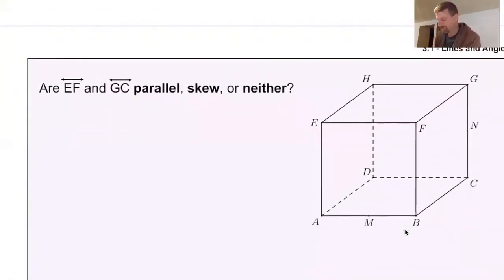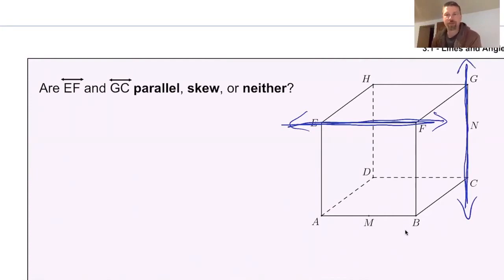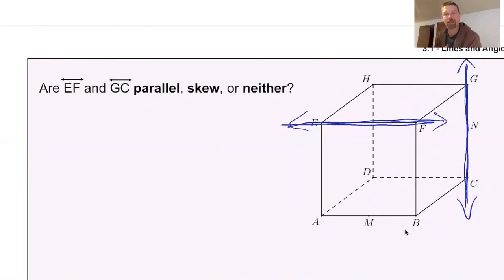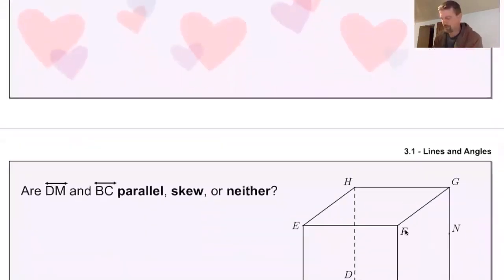EF and GC. Well, EF is here again. GC is over here. Those will never intersect, but because they're on different planes, right? This one's on that front plane or the top plane, right? It's where the front and the top plane intersect. And this is where that back plane and the side plane intersect. They are definitely not on the same plane. They're going in different directions entirely, but they aren't going to intersect. This one's going to cross in front of the other one, never actually hitting it. So they're skew. All right.